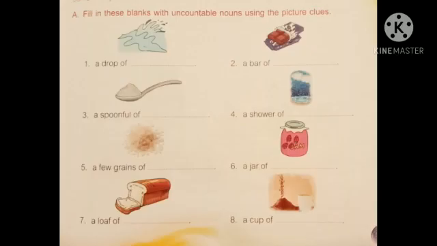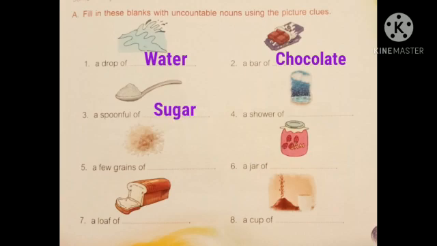Now, exercise A. Fill in these blanks with uncountable nouns using the picture clues. Here they have given the pictures. We have to identify and write them in the blanks. First, a drop of dash. You can see in the picture it is water. So, a drop of water. Second, a bar of chocolate. Third, a spoonful of dash. What is there in a spoon? Yes, it is sugar. A spoonful of sugar.